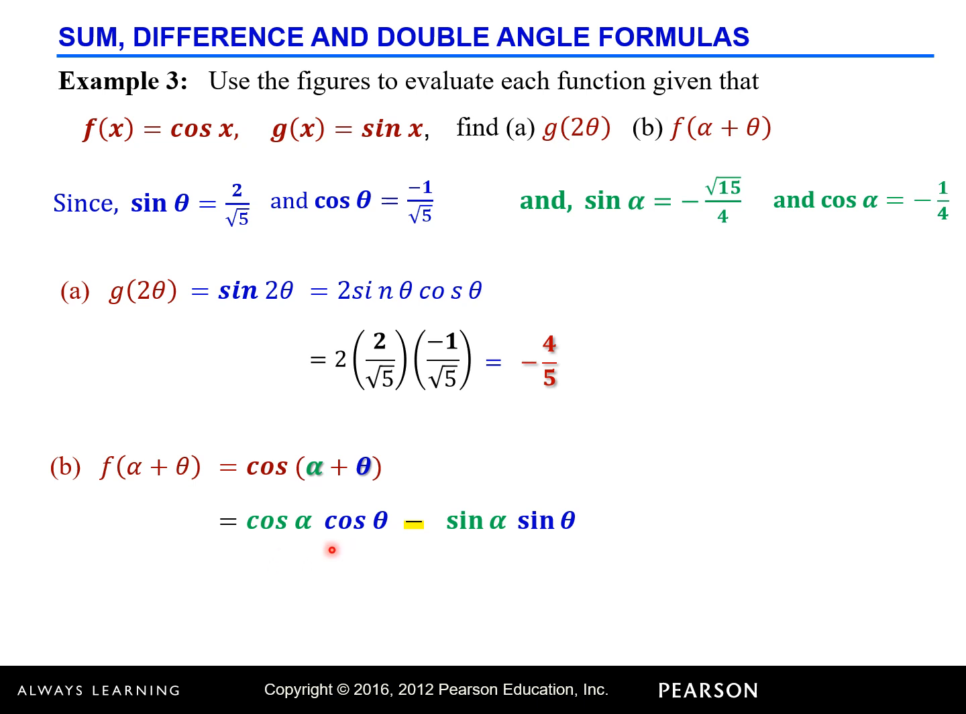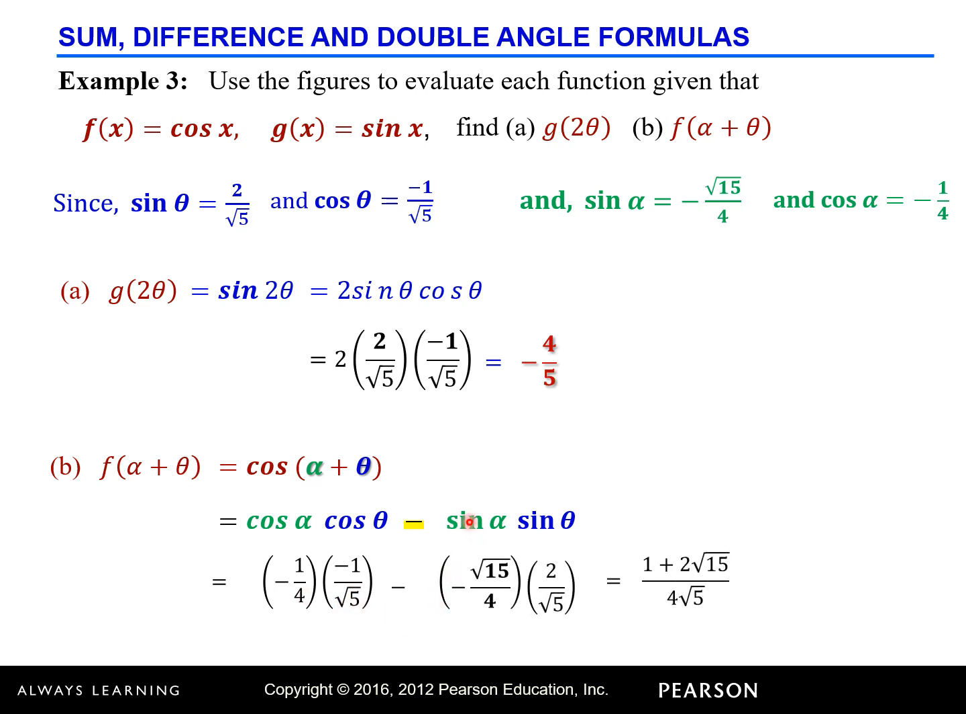Then substitute the values. So for cosine alpha and cosine theta, we have these two values. Then minus the sine alpha and sine theta, which is equal to this. Then press this in the calculator. Then it will give you this, which is equal to this expression in simplest form.